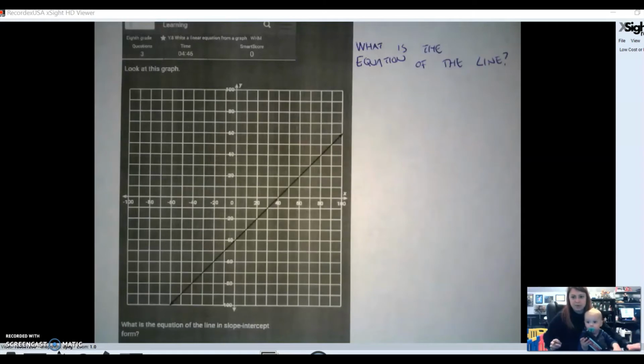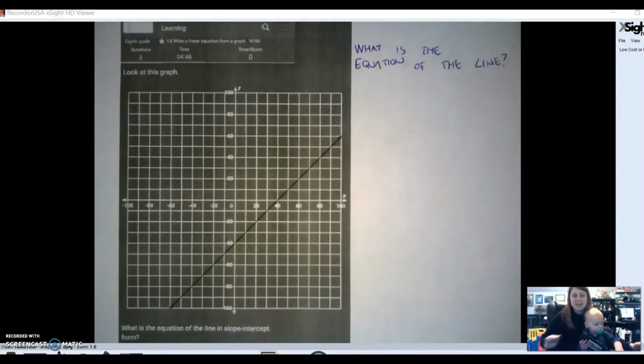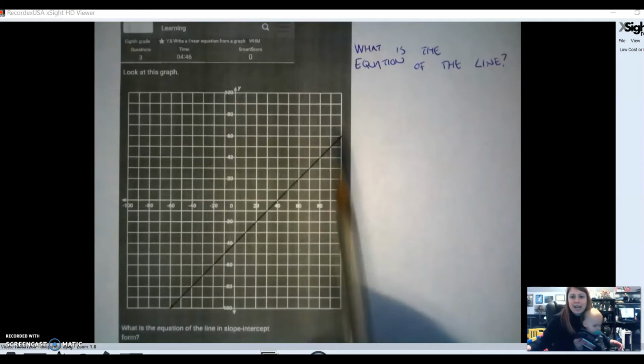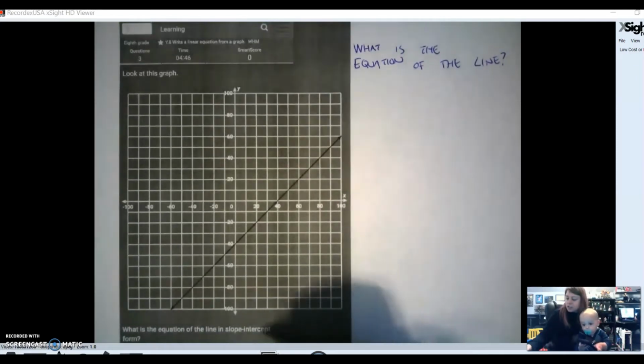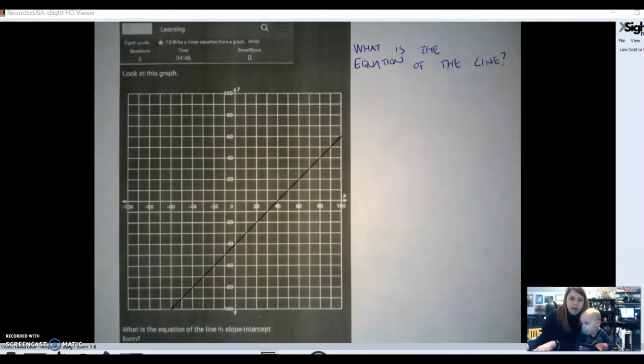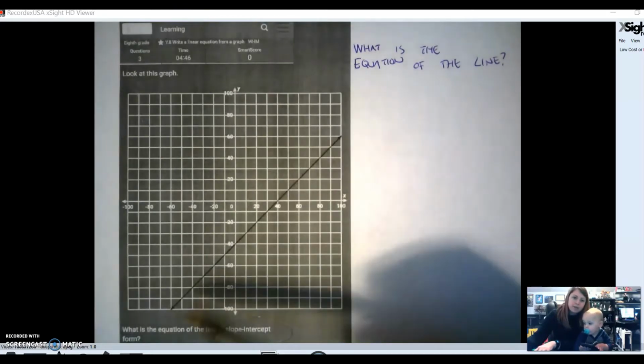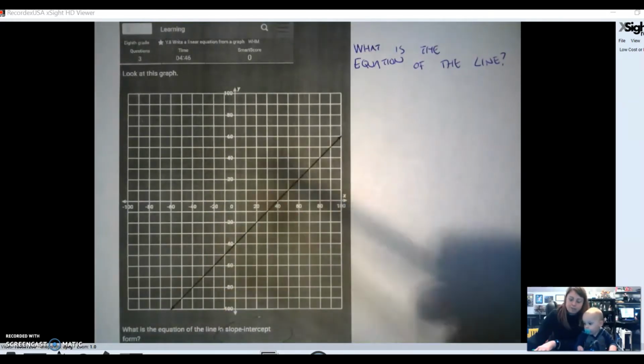This is going to help with this video. Hopefully help and not distract too much. But in this video, we're going to look at how we write the equation of a line in slope-intercept form when we're given a graph. Now, this graph is taken kind of dark, so you have to bear with me a little bit.